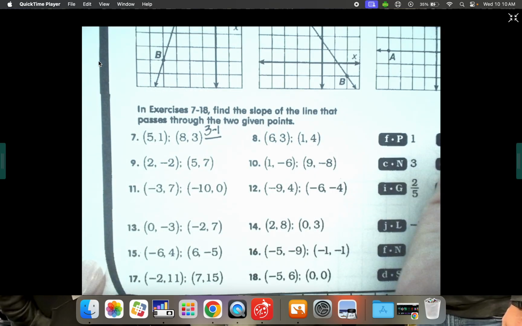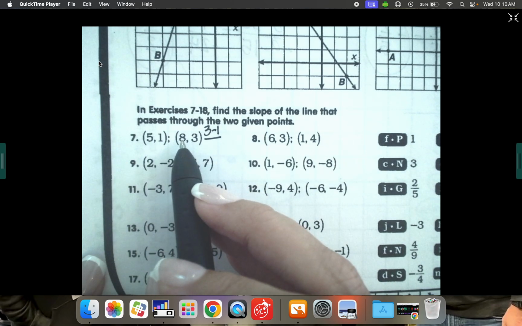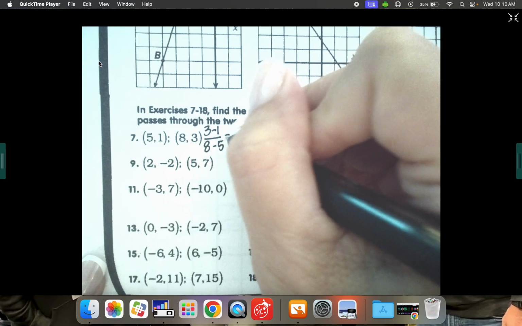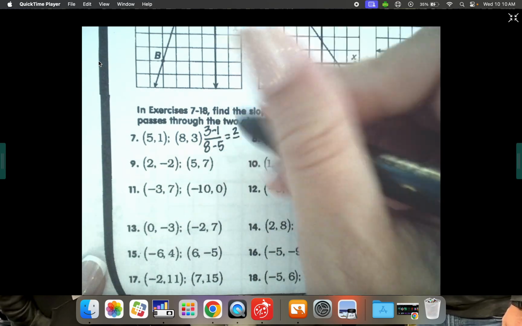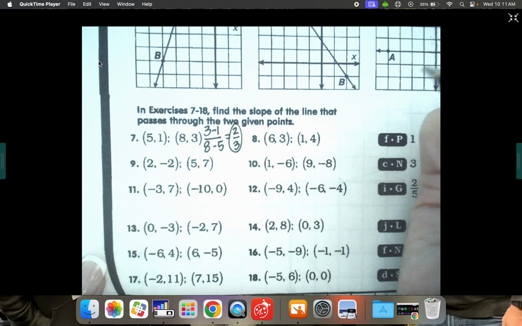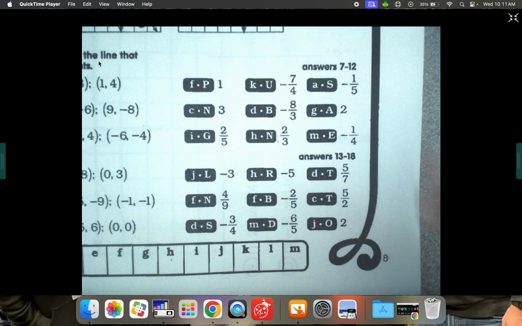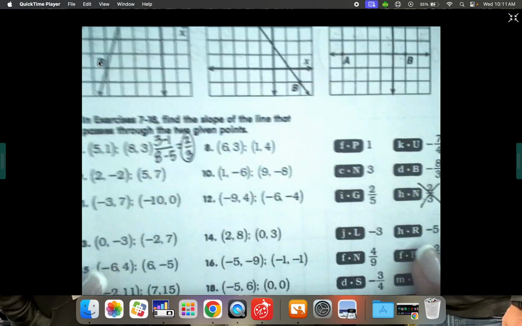Y2 minus Y1 is 3 minus 1. I'm sorry I didn't give you much space. I'm writing really tiny. 8 minus 5 is x2 minus x1, so 8 minus 5. So 3 minus 1 is 2. 8 minus 5 is 3. So we've got a 2/3 slope that doesn't simplify. So 2/3 is right here. And again, if you want to do the riddle, great. I don't care if you do the riddle.